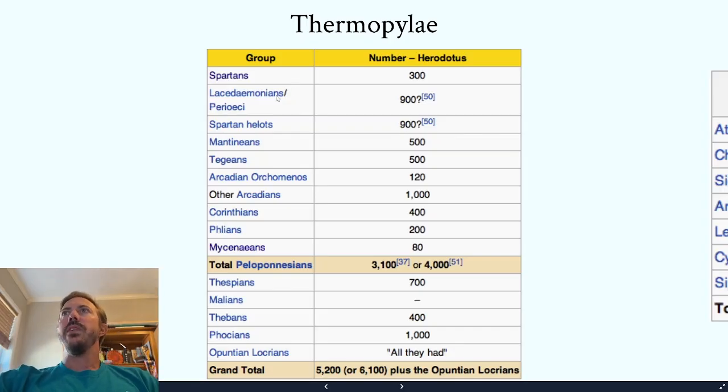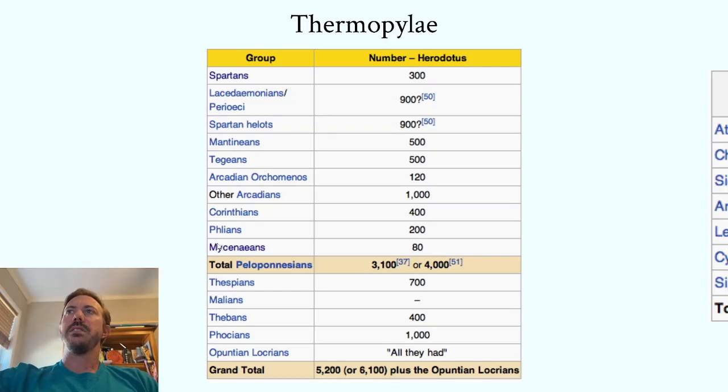Then other Lacedaemonians, 900 or so. Spartan Helots, 900 or so. Mantineans, and these are all other city-states. Tegeans, Arcadians, other Arcadians, Corinthians, Phleons, Mycenaeans. So you can see they sent a number of troops to help this cause. Continuing are Thespians, Malians, and so on and so forth. These are the city-states that sent in troops to help with the defense of Thermopylae.